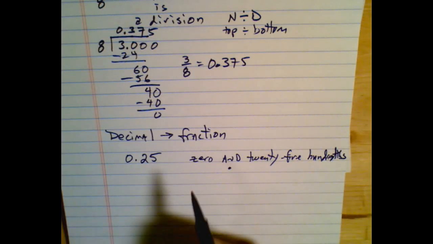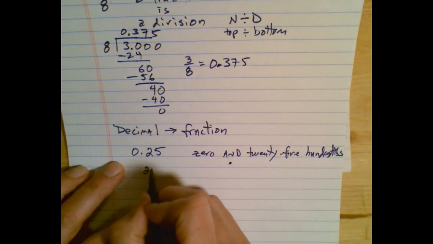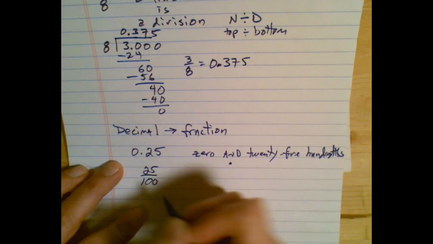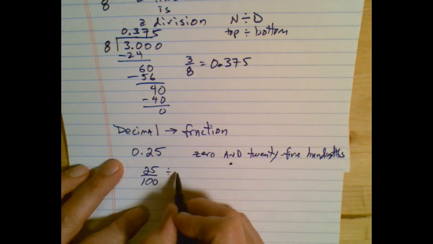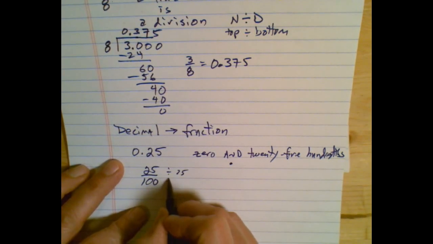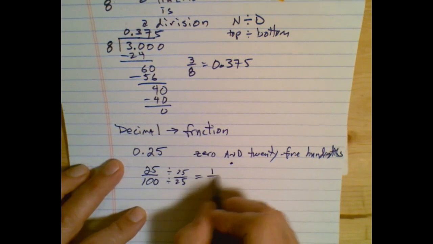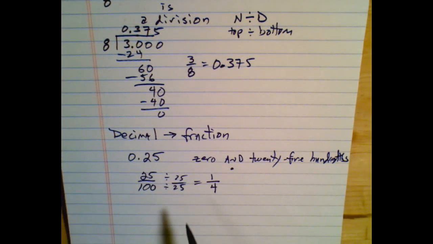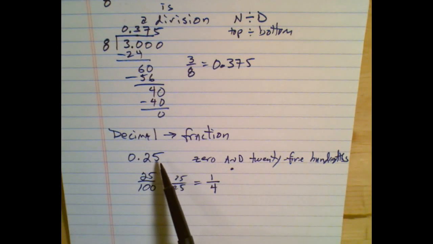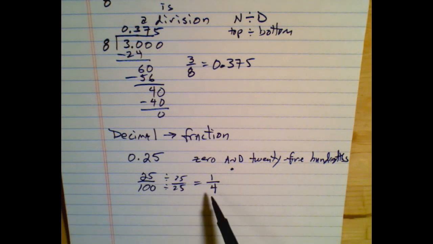Well, 25 hundredths. I listen to what I say and I write what I say, 25 hundredths. And in this case, I can simplify top and bottom. 25 divided by 25 is 1. 100 divided by 25 is 4. And so 25 hundredths is the same thing as 25 over 100. We simplify it to 1/4. There we go.